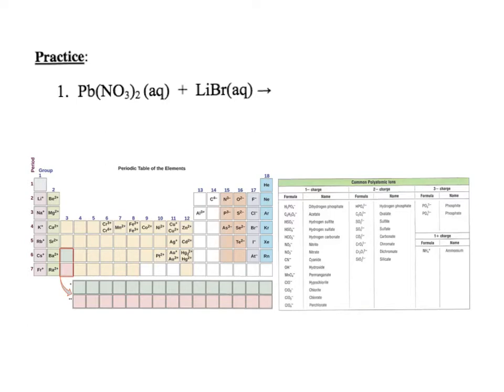So here I have PbNO3 plus LiCl. I have to predict the products. The first thing I want to do is circle the positive ion in both of these, and all I need to do with the positive ion is switch their places. So instead of PbNO3, my product will be LiNO3. And instead of LiBr, my product will be PbBr.